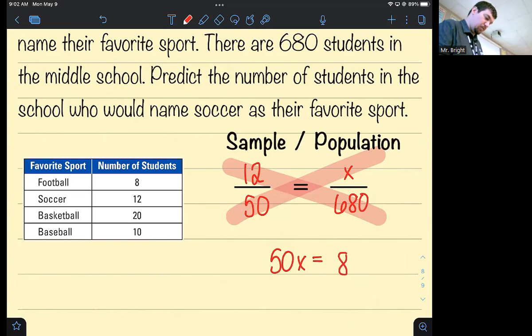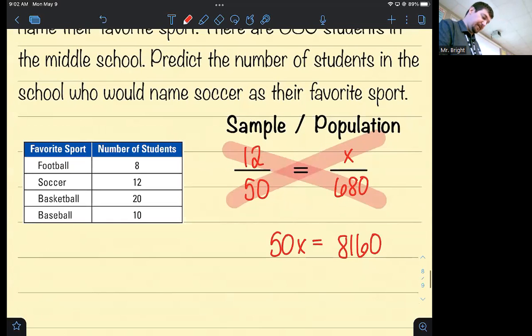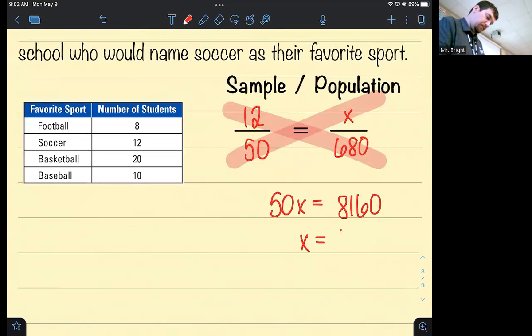Okay, so 8,160. All right. And then Natalie, would you divide that by 50 and tell us what our prediction is going to be? 163.2. Now, this is likely going to happen when you guys are doing your predictions on your survey project, which is getting a decimal answer.